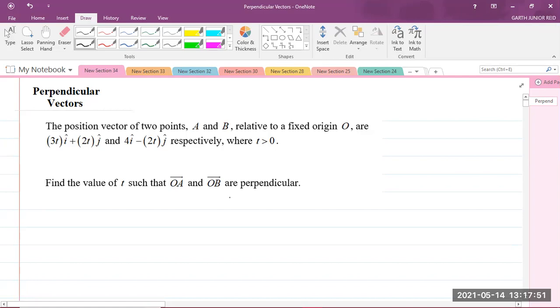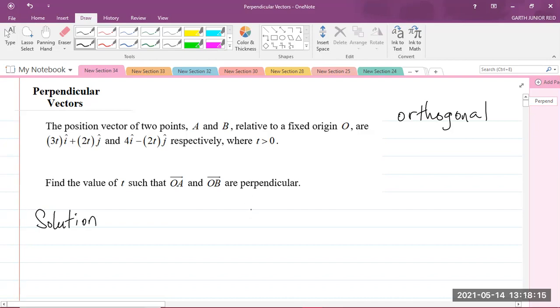Perpendicular. Good. Another term that we normally use for perpendicular is orthogonal. So that's another term that we use for perpendicular. So let's look at the solution now.